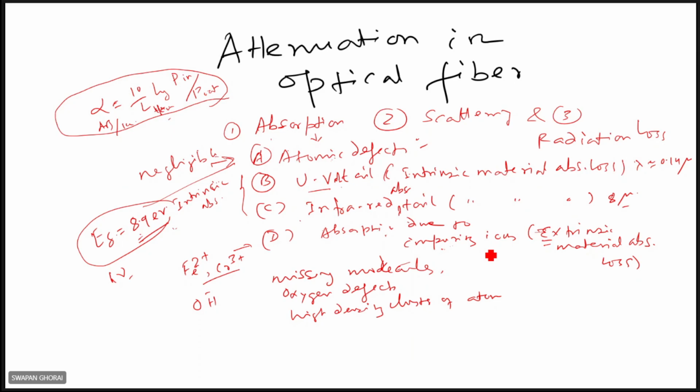Unwanted metal impurities are present. Silica also contains dopants, which are introduced to change the refractive index, and some metal impurities may be present as well. These impurities shift the absorption tails, both in the infrared region and in the shorter wavelength region. I mean, the UV tail will be extended as well as the infrared tail because of these metal impurities. What are these metal impurities?